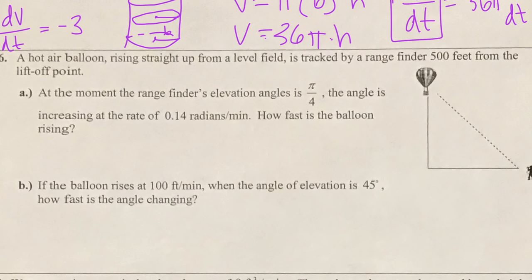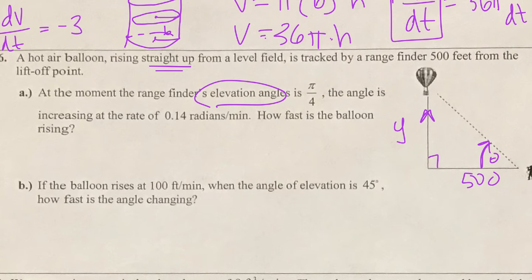All right, back to some more angles it looks like. Angle of elevation, so that's this one. The balloon is rising, so that means our angle is increasing, right? The balloon is rising, so this is the y distance. There's a change in y. They are 500 feet from the base of the balloon, from below the balloon. At the moment, the angle is pi over 4, so that's our angle. The angle is increasing, so that's d theta/dt. How fast is the balloon rising? So we're looking for dy/dt.